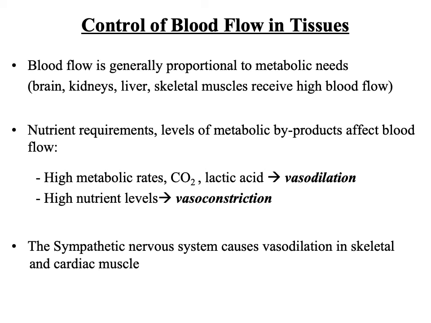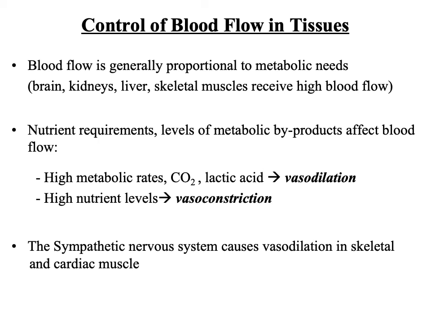For example, if you're seeing high metabolic rates, high levels of carbon dioxide and lactic acid in the blood, which are waste products, then what's going to happen within those vessels feeding those tissues is vasodilation. This is what I had been describing before; I don't think I ever put a name on it. Vasodilation is the dilation, or opening up, of the vessel. The smooth muscle lining relaxes and opens the vessel wider, increasing its diameter and therefore increasing blood flow.